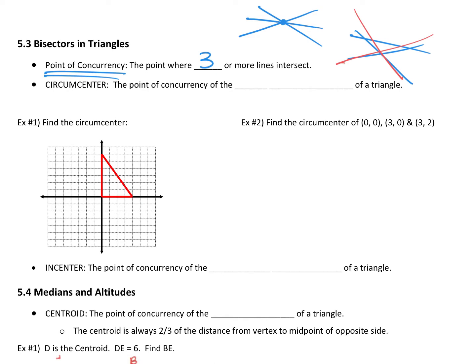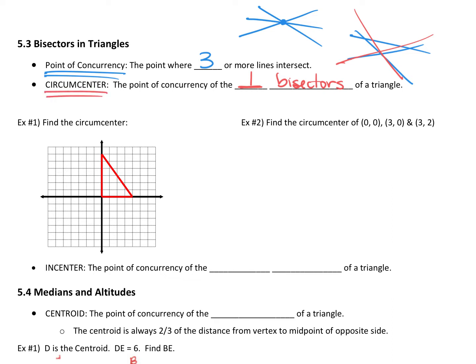Okay, let's see if you can remember this. The circumcenter is the point of concurrency for what? Perpendicular bisector or angle bisector? That's the perpendicular bisector. So the perpendicular bisectors of a triangle will get you a circumcenter.